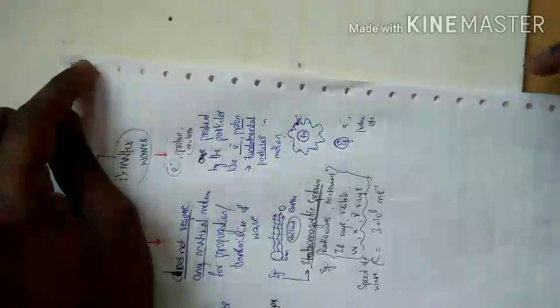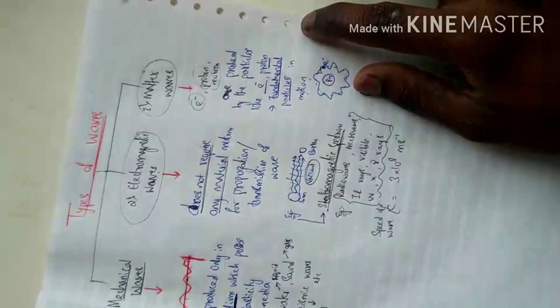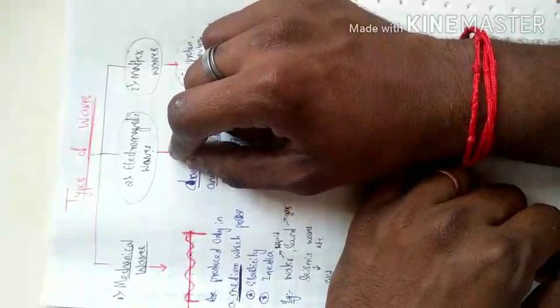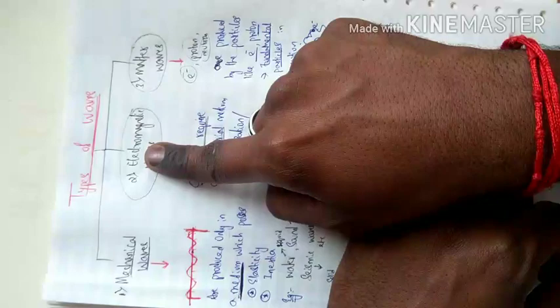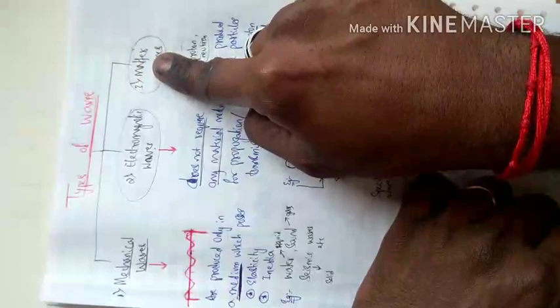Is that clear? Now let us come to the end of this content, that is types of waves. What are the types we have seen in today's class? There are three types. The first one is called mechanical waves, the second one is electromagnetic waves, and the third one is matter waves.